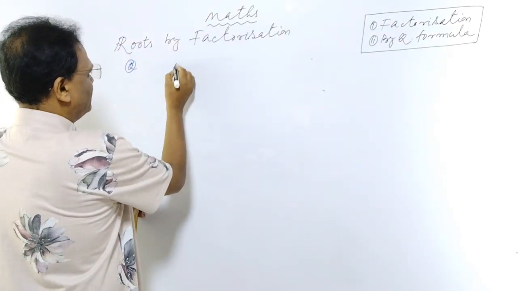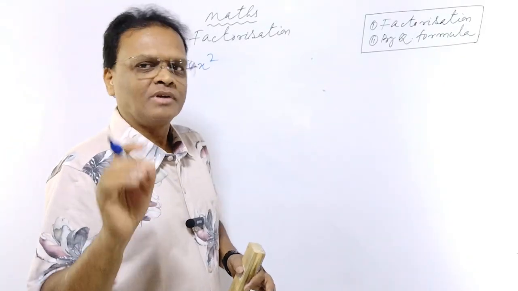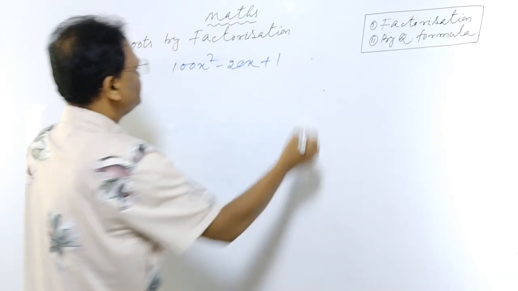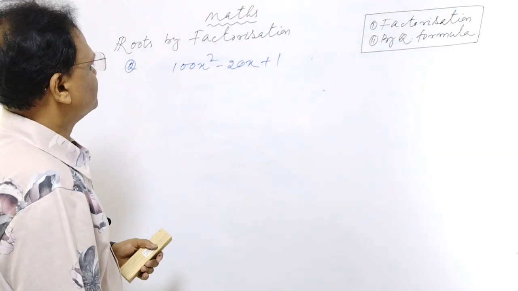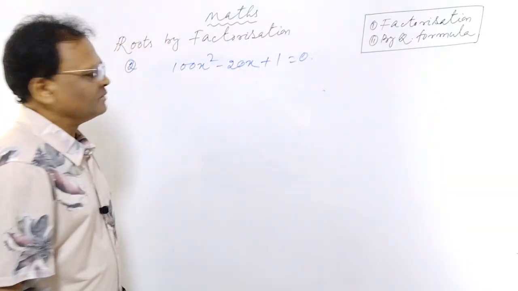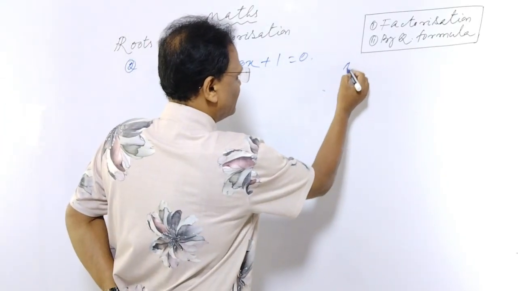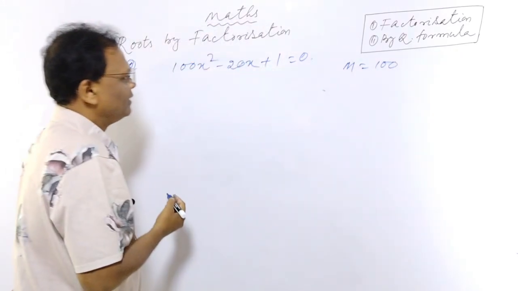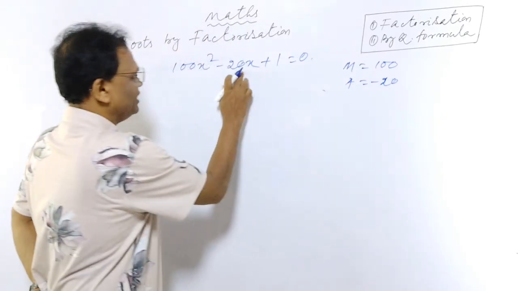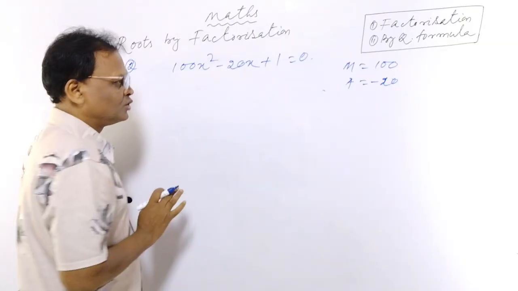The second example is 100x square minus 20x plus 1 equals 0. The first example is exactly what you did, and the second example I also do in the same way. Again the same thing I have to do. Multiplication gives me 100, so your multiplication is 100. What is the addition? Your addition becomes minus 20.